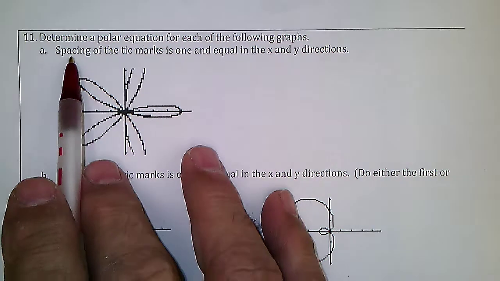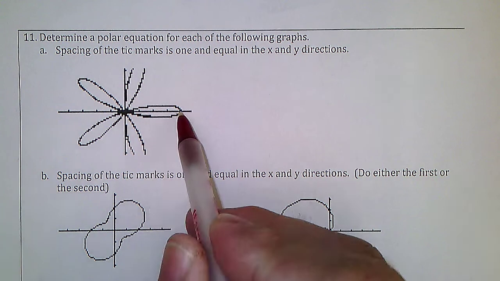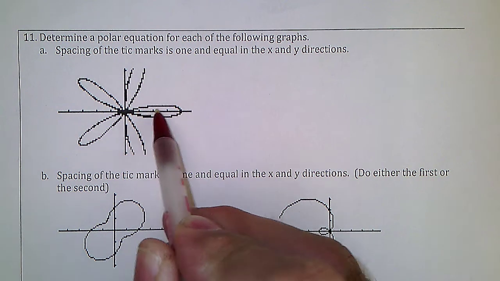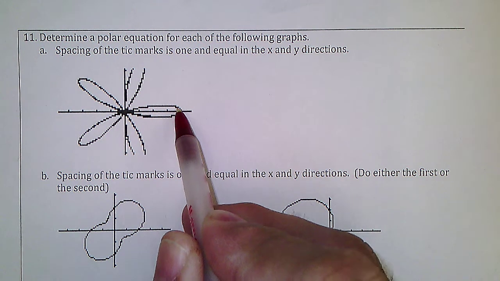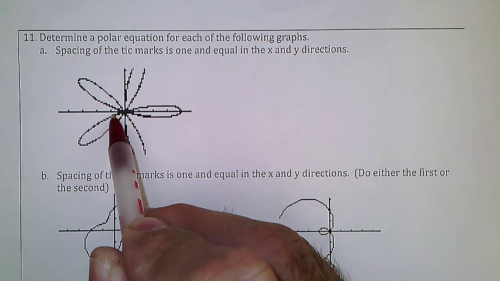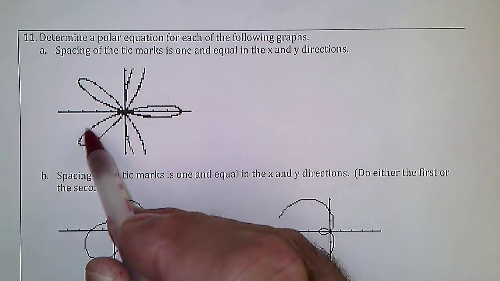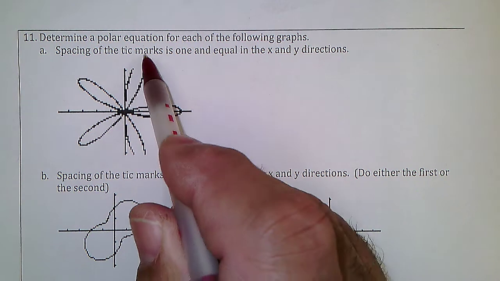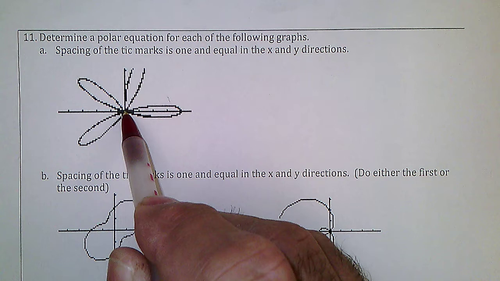We have to come up with the polar equation for this. Let's see, it looks like it's starting out here, 1, 2, 3, 4. Starting out at 4, and then it goes to 0, and then it goes negative as I'm going around. It looks like it's going into a negative radius and then coming back out to a positive radius and back to 0.